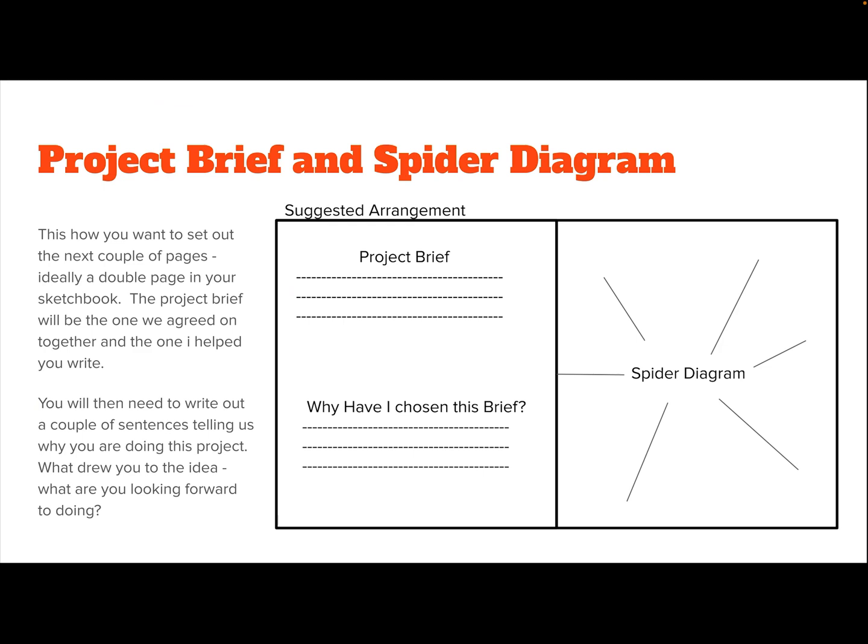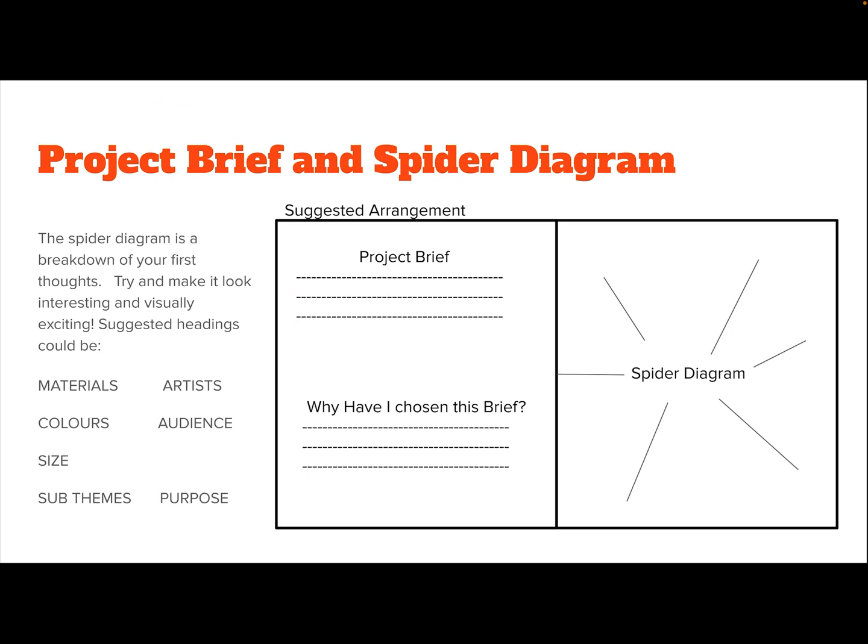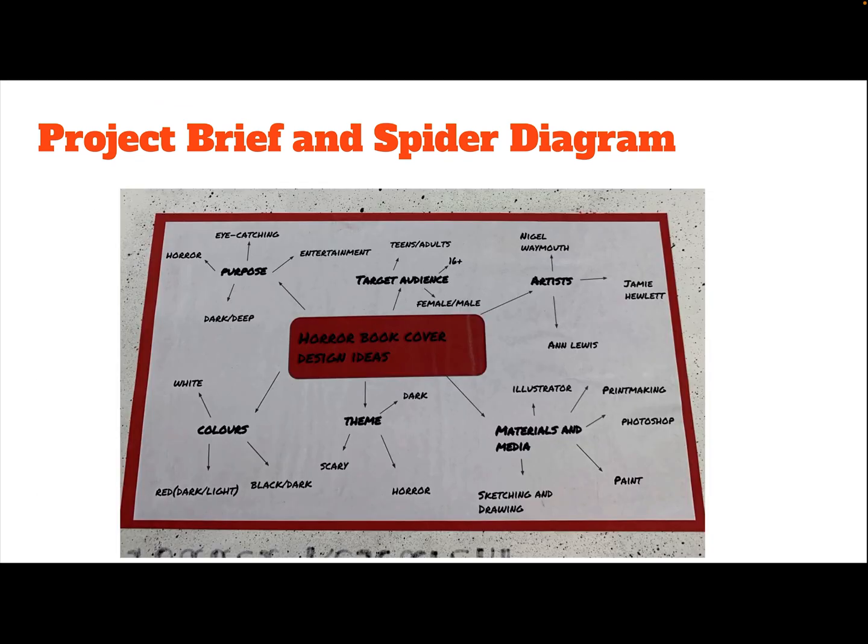On the right-hand side is your spider diagram. So the spider diagram really kind of gives us a bit of an idea about your thought processes. Okay, the spider diagram is a breakdown of your first thoughts. Try and make it look interesting and visually exciting. Suggested headings could be materials, artists, colours, audience, size, sub-themes and purpose. I'll come back to that in a second.